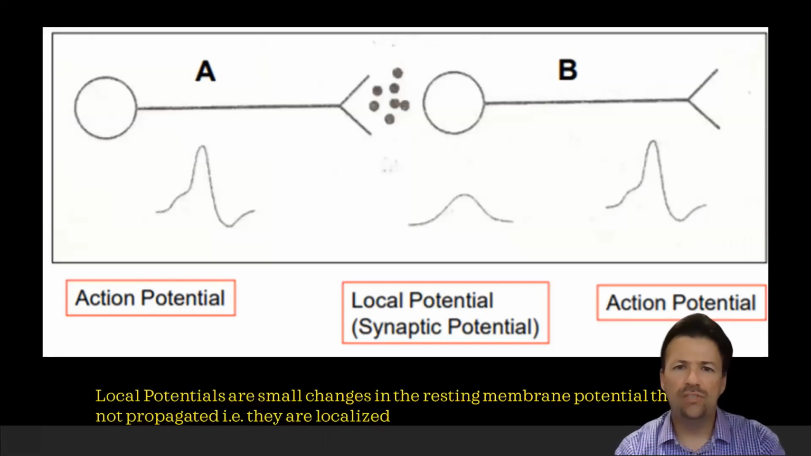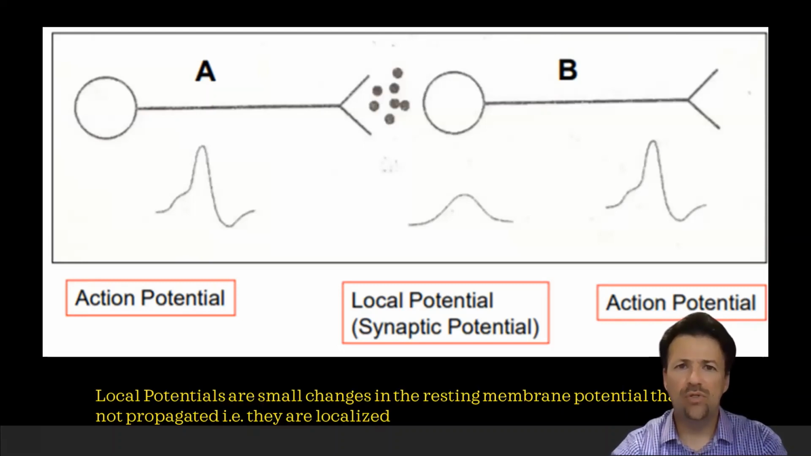Now, before we go much further, we just want to talk about a difference between two types of potentials: action potentials and local potentials. In this diagram, we have a series of two nerve cells, nerve A and nerve B. Nerve A is going to communicate with nerve B. And to achieve that, an action potential is generated in nerve A, which travels along its length towards its end.